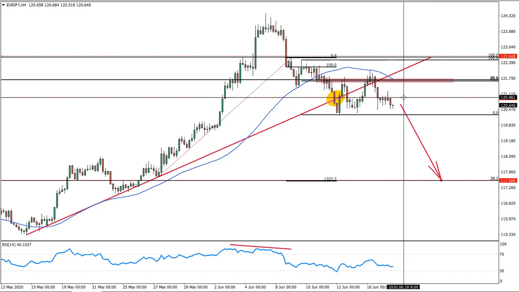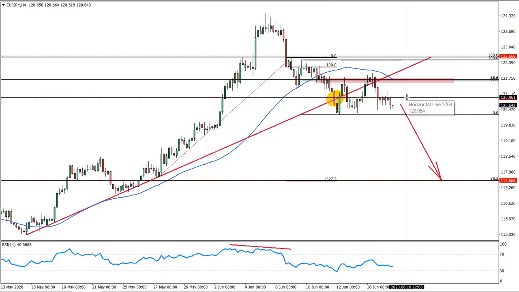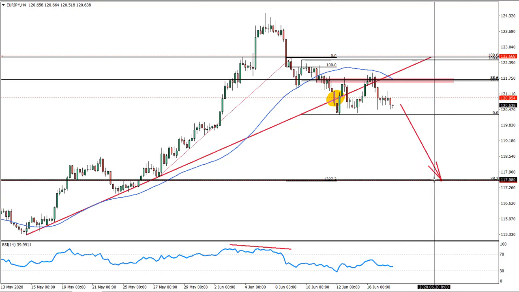120.95. So this is the area for shorting, because only there it will provide a 2-to-1 risk to reward ratio, because our target here is 117.55. So why is this the target?